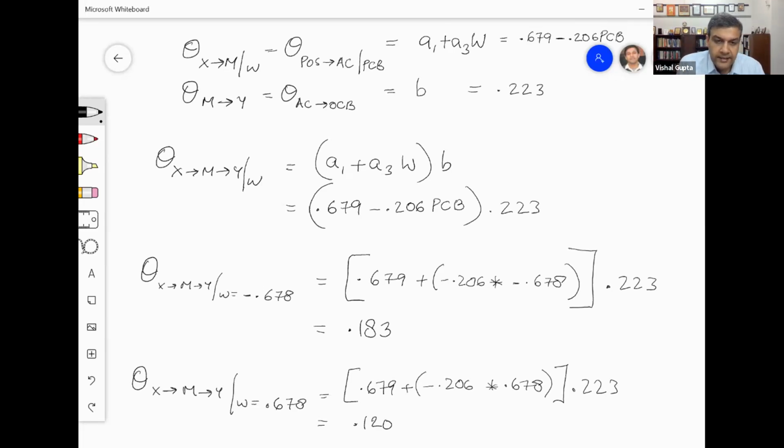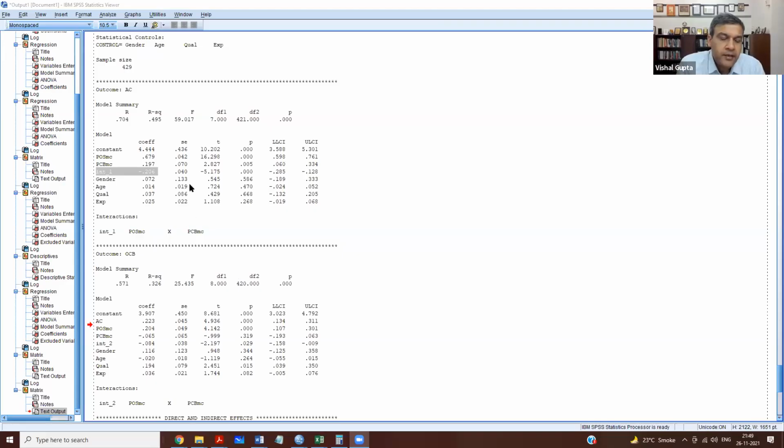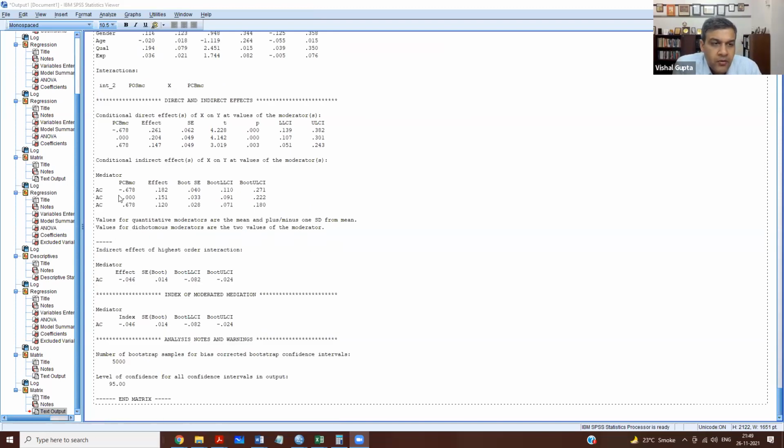Okay, and let us see what the software tells us in terms of the indirect effect. Okay, when we go down, we say AC when PCB is low, it gives 0.182. We have also written 0.183. Is it significant? The indirect effect is significant because the zero does not lie in the confidence interval.